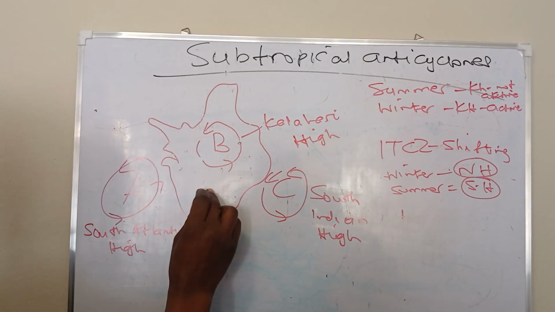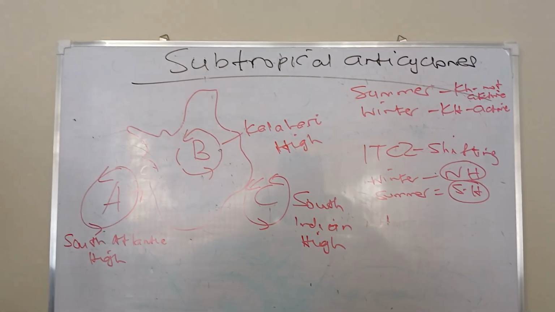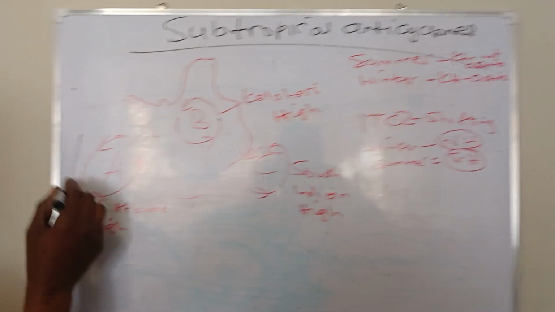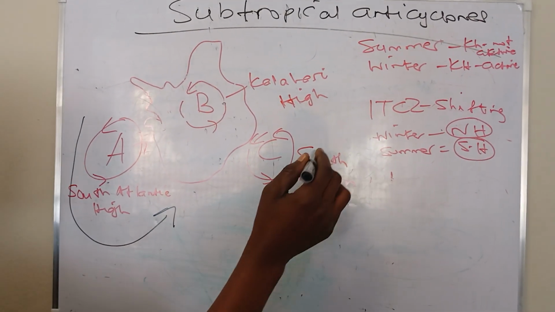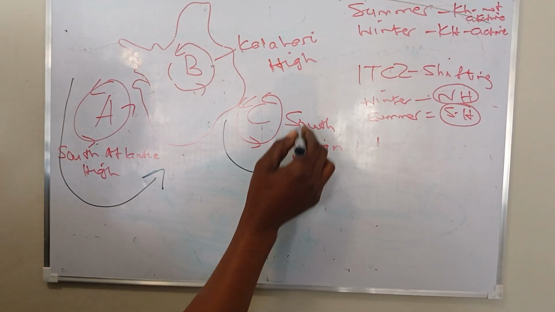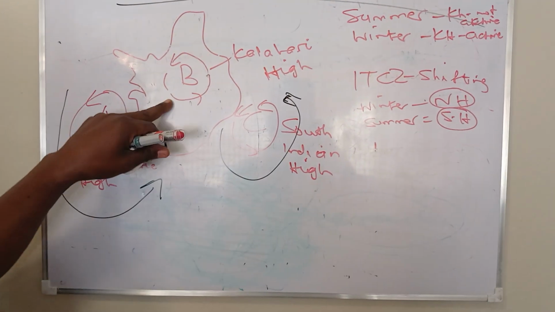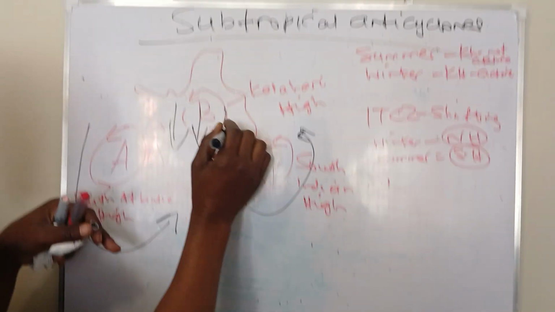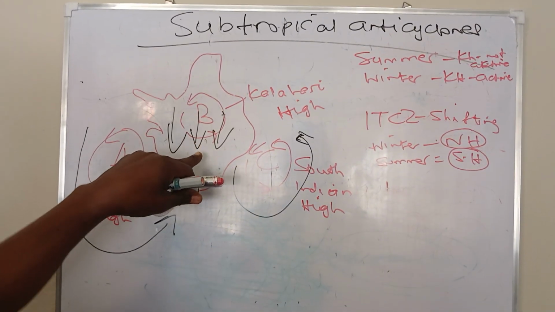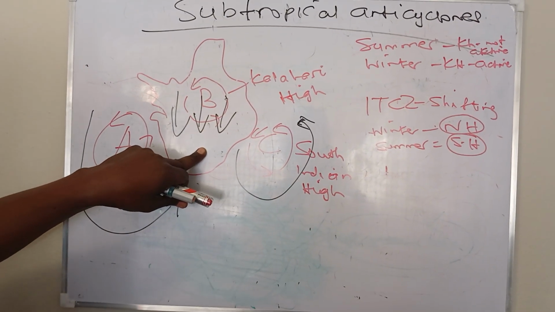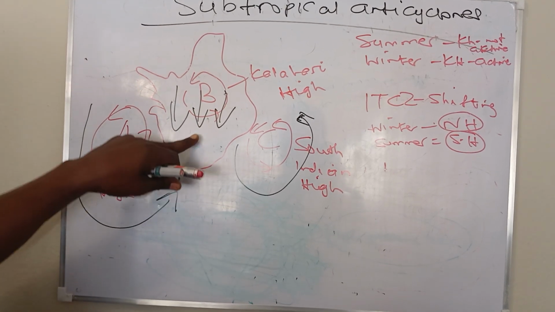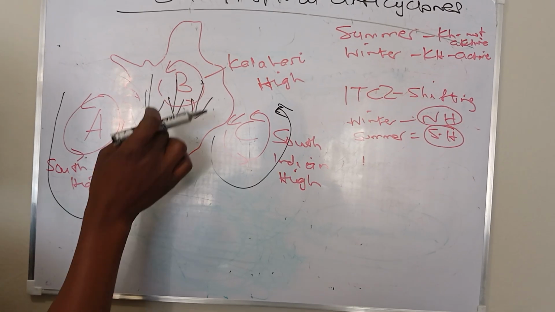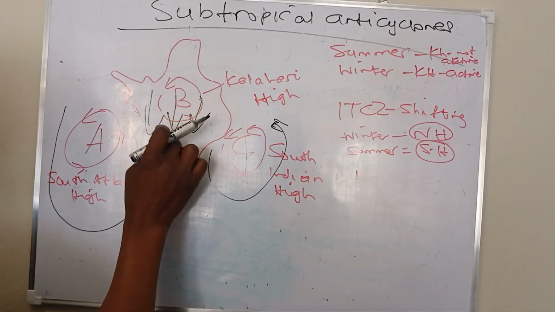It's very active in winter, which means there's too much subsidence. The wind that is blowing from both the South Atlantic and the South Indian cannot reach the interior. Why? Because Kalahari is very active. There's too much subsidence. It cannot go above the plateau. So if it cannot go above the plateau, then condensation cannot take place. Hence, mostly in winter, you see that rainfall is only received in Cape Town, but not in the interior. Why? Because the Kalahari is active.